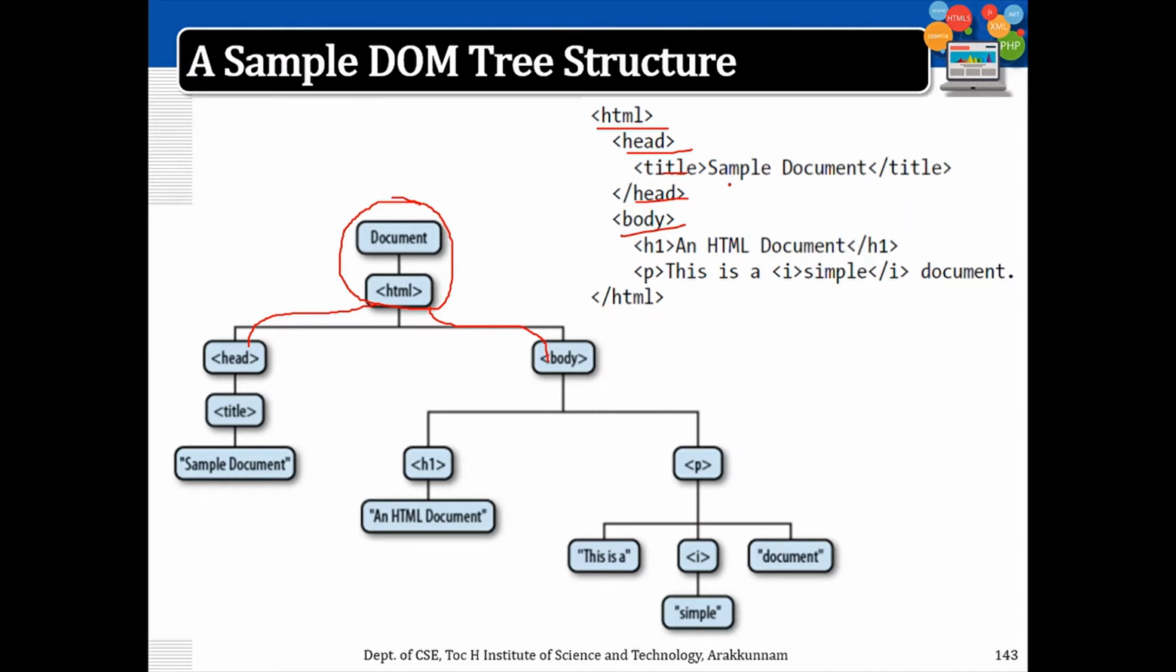Inside head I have a title element, and the sample document is the title given, which is the leaf node. Then considering the body tag, I have two tags, h1 and p. The h1 contains the text HTML document, and inside p I have another i element, and inside it the text document. These are text values. So this is quite simple. All the tags will be made into a tree structure with the HTML tag as the root.